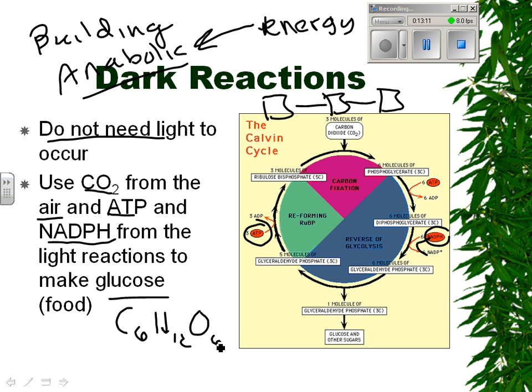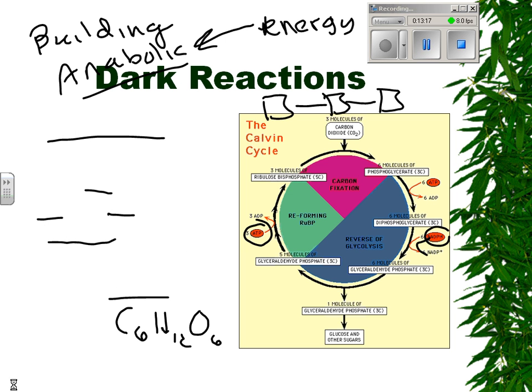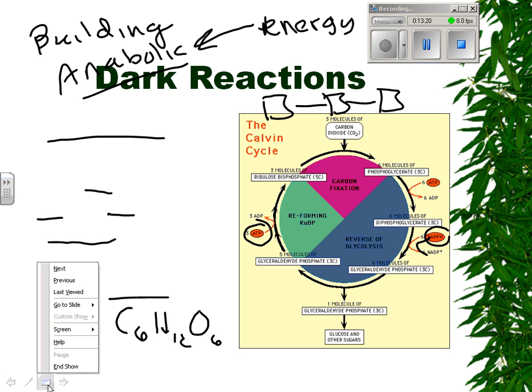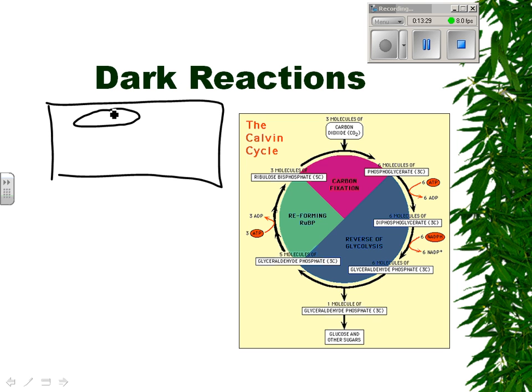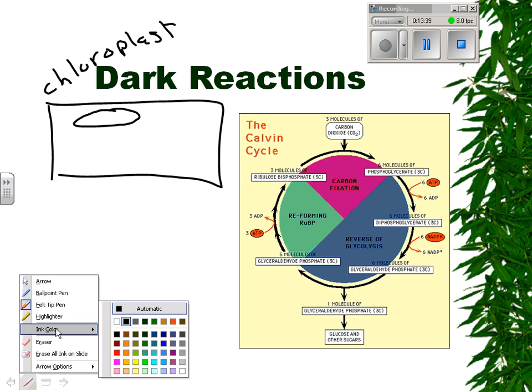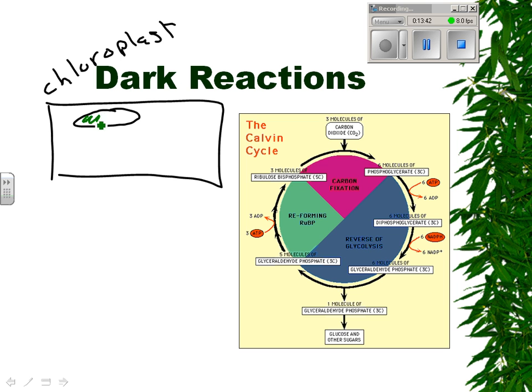Okay? Now, a quick review of that is that all of these reactions happen inside of a plant cell in a little organelle called a chloroplast. Chloroplast, I probably should be drawing this as green, so I will. Chloroplast has chlorophyll in it and membranes inside of there for it to do electron transport, and the dark reactions happen in the chloroplast also.